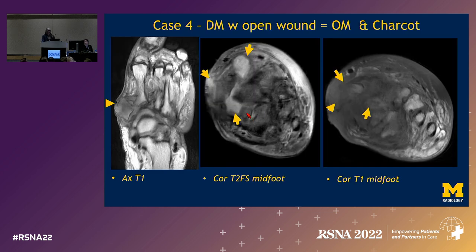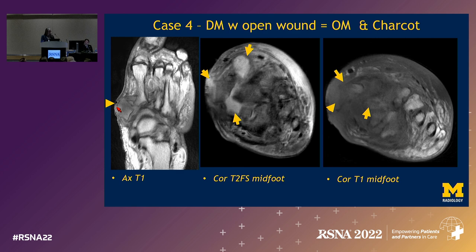In this case, we have diabetes with a patient with an open wound. So the probe to bone test is important. When you see bone communicating with the outside world, you can see it through the ulcer, there's probably no reason to image unless you're looking for adjacent disease.